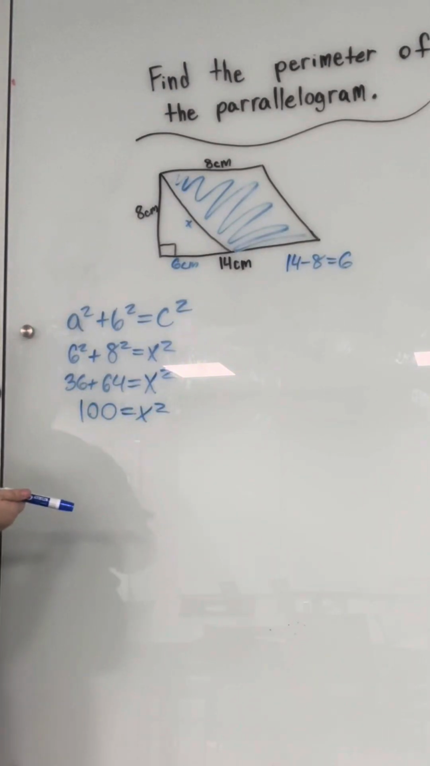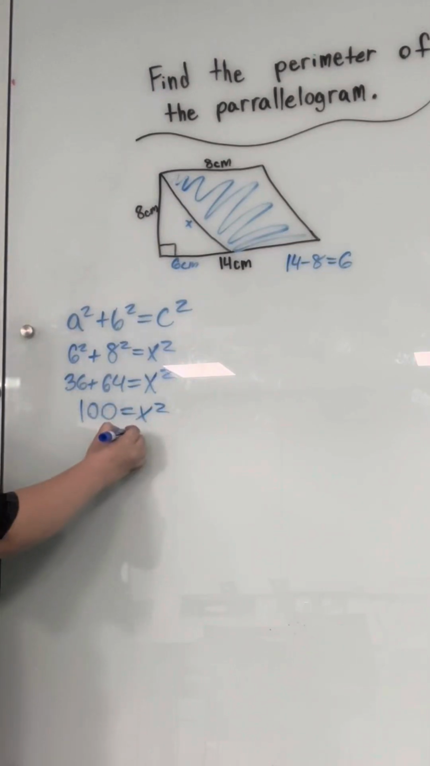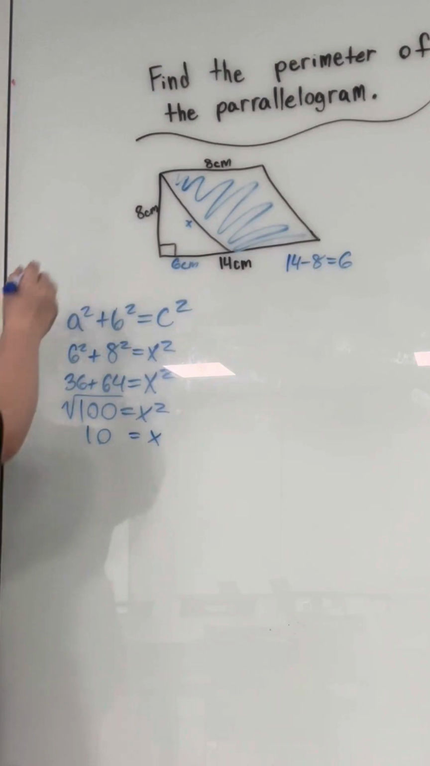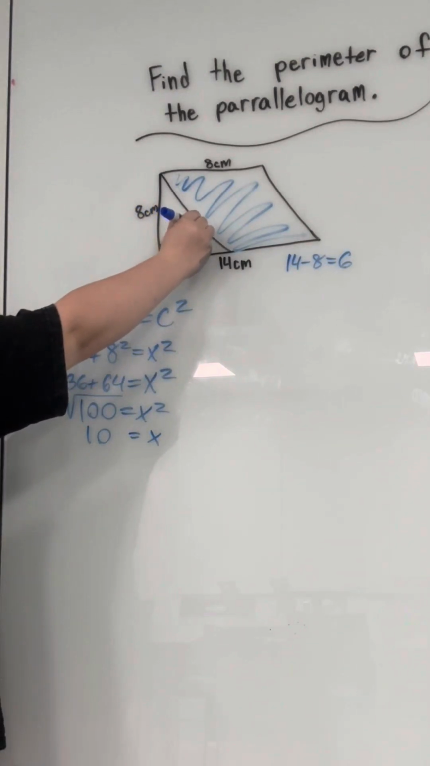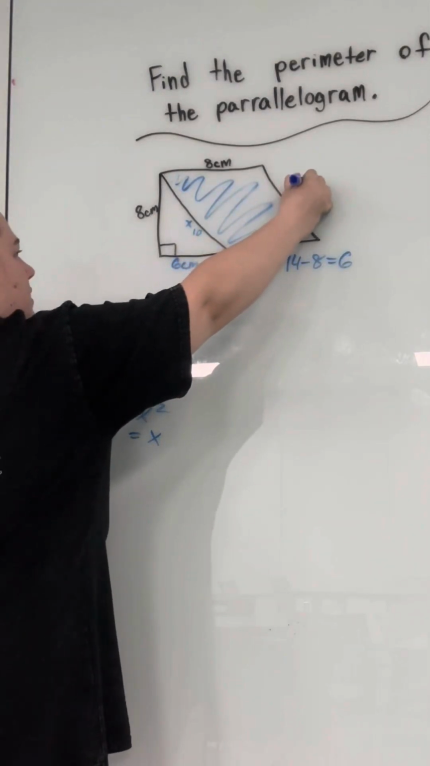And now we need to find the square root of both of these. So the square root of x squared will just be x, and the square root of 100 is 10. So our x right here should be 10. So that means this is 10 centimeters and this is 10 centimeters.